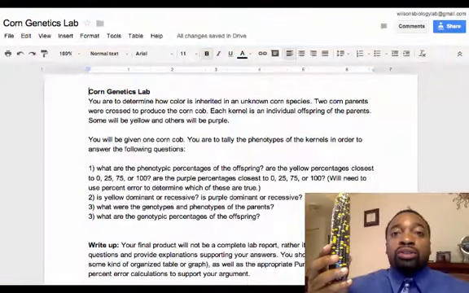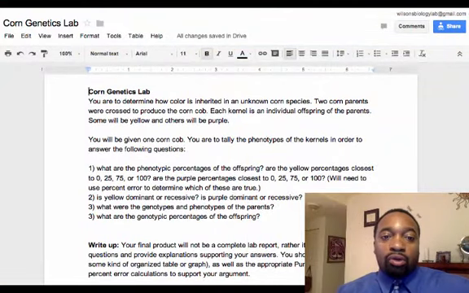So you have an interesting challenge, and this lab is going to be due. Your individual write-up is going to be due at the end of the week, so on Friday, the end of Friday's class. And throughout the week, you're going to learn some information about the inheritance of traits, and you're going to apply that to figure out the answer to those questions.